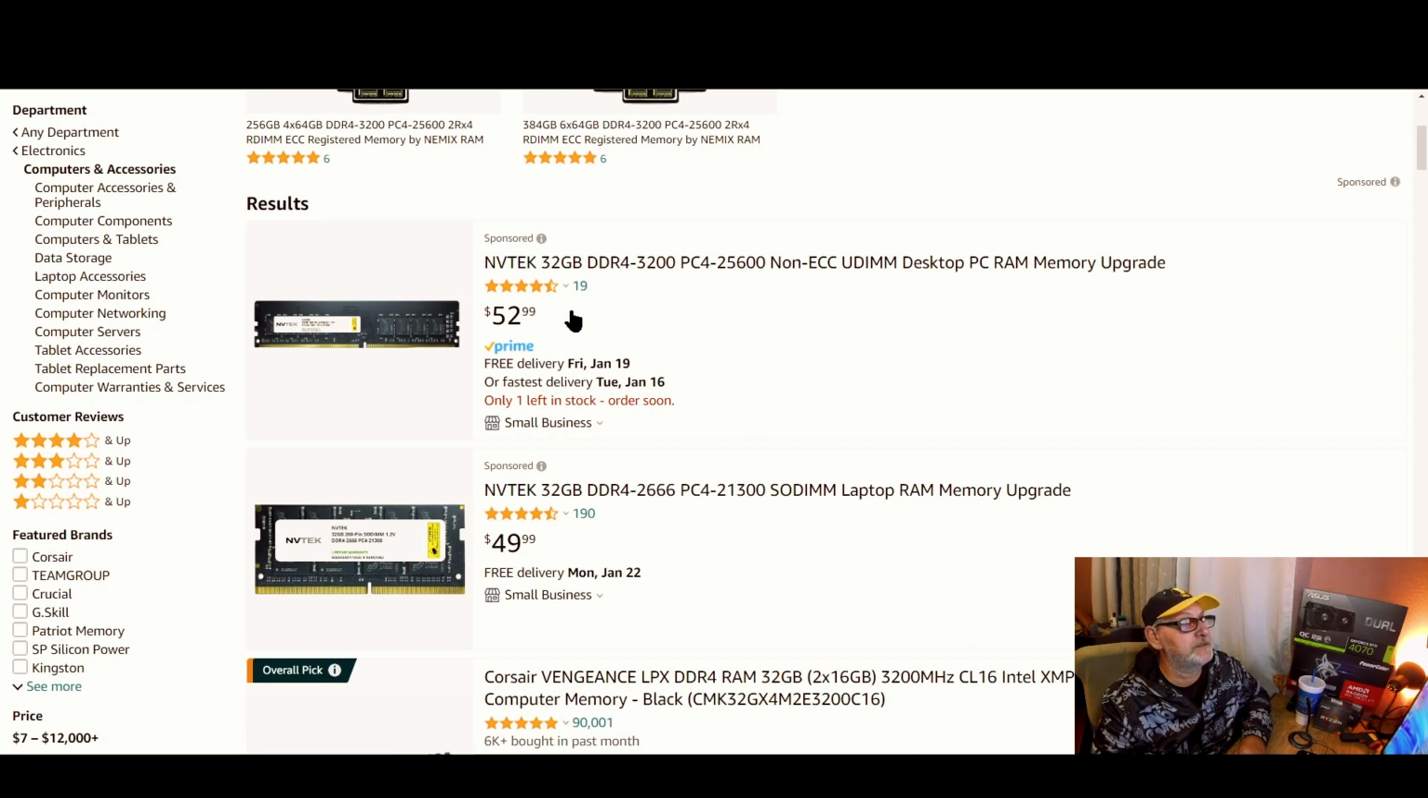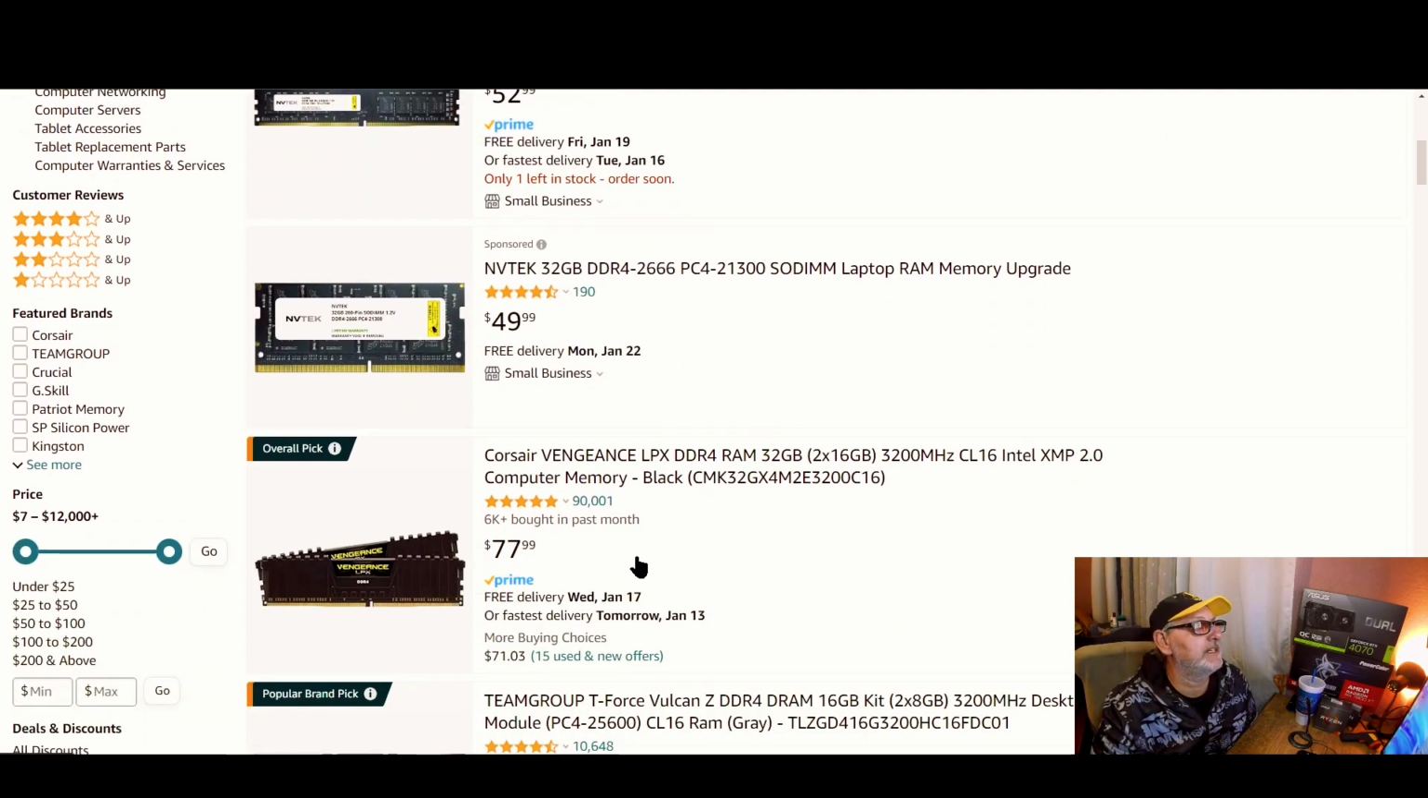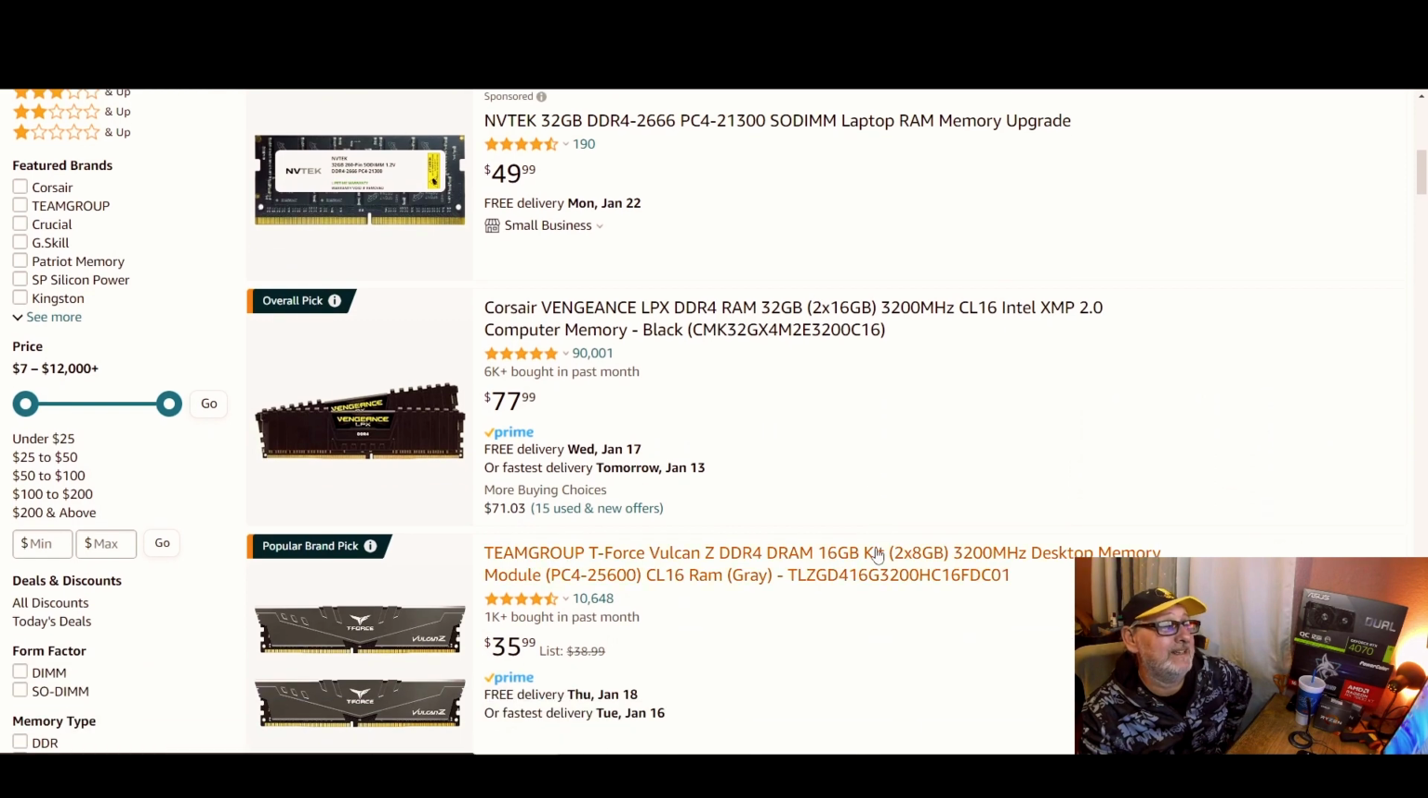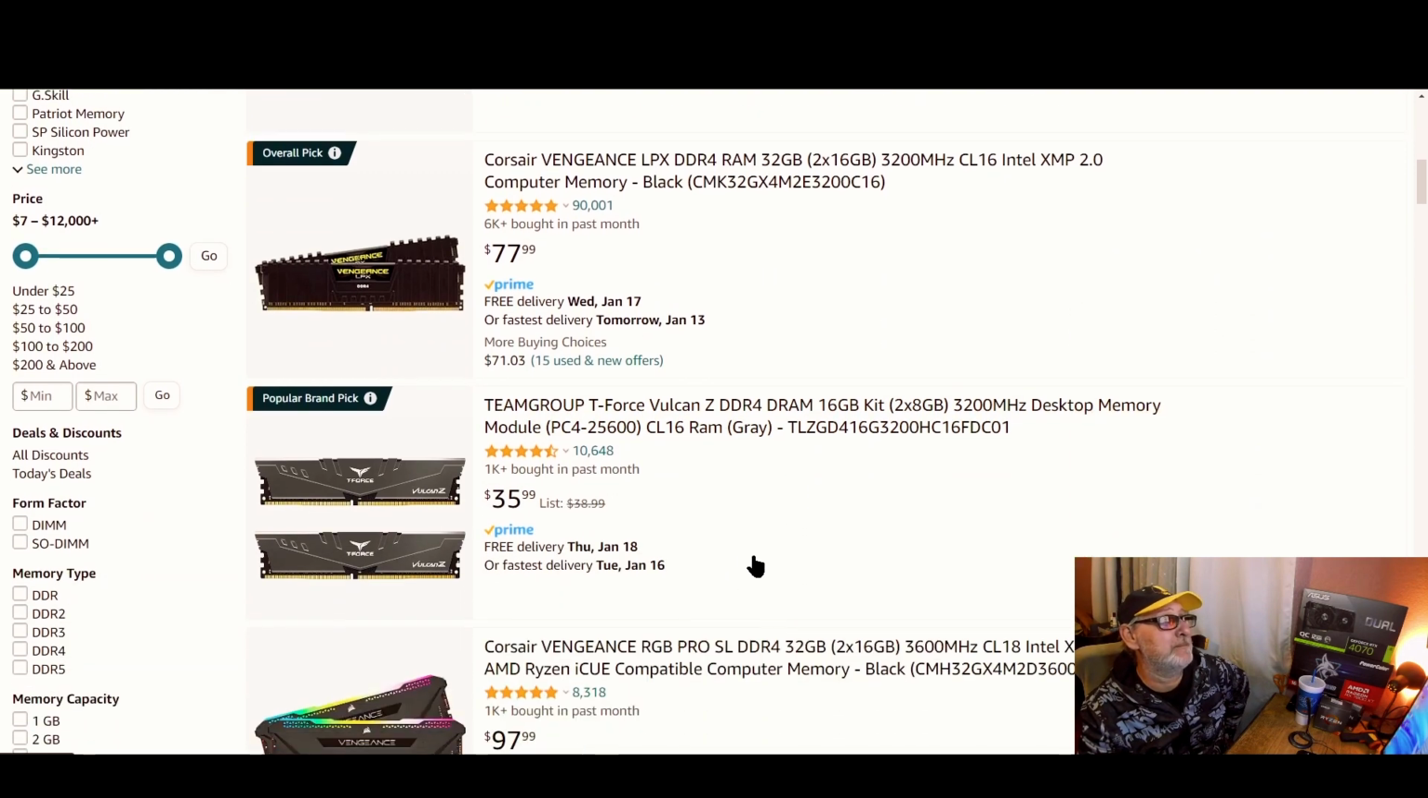But right here, this is where we're at. We're going to look at the NVTech. No, we're not going to, because I don't know NVTech. So, Corsair 3200 megahertz CL16, $77.99. CL16, sorry. 32 gigs for 77. Now, I hate to tell you all this, but I'm not foreseeing that price.